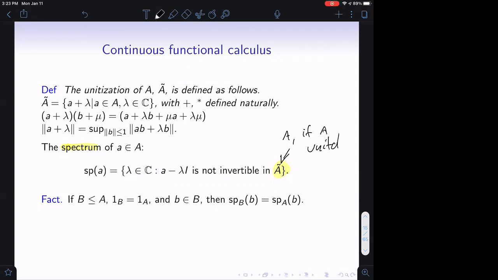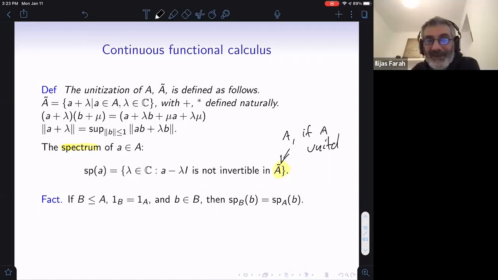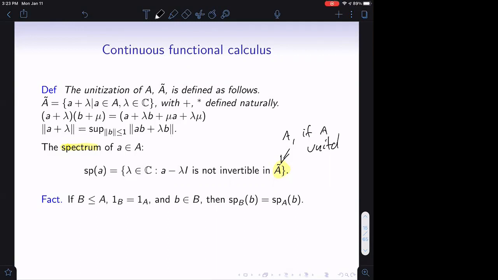Can I ask a question? Yes, definitely. Yes, go ahead, Mattel. Yeah, if you take a C-star algebra of matrices and you unitize it, you change the dimension, what happens?